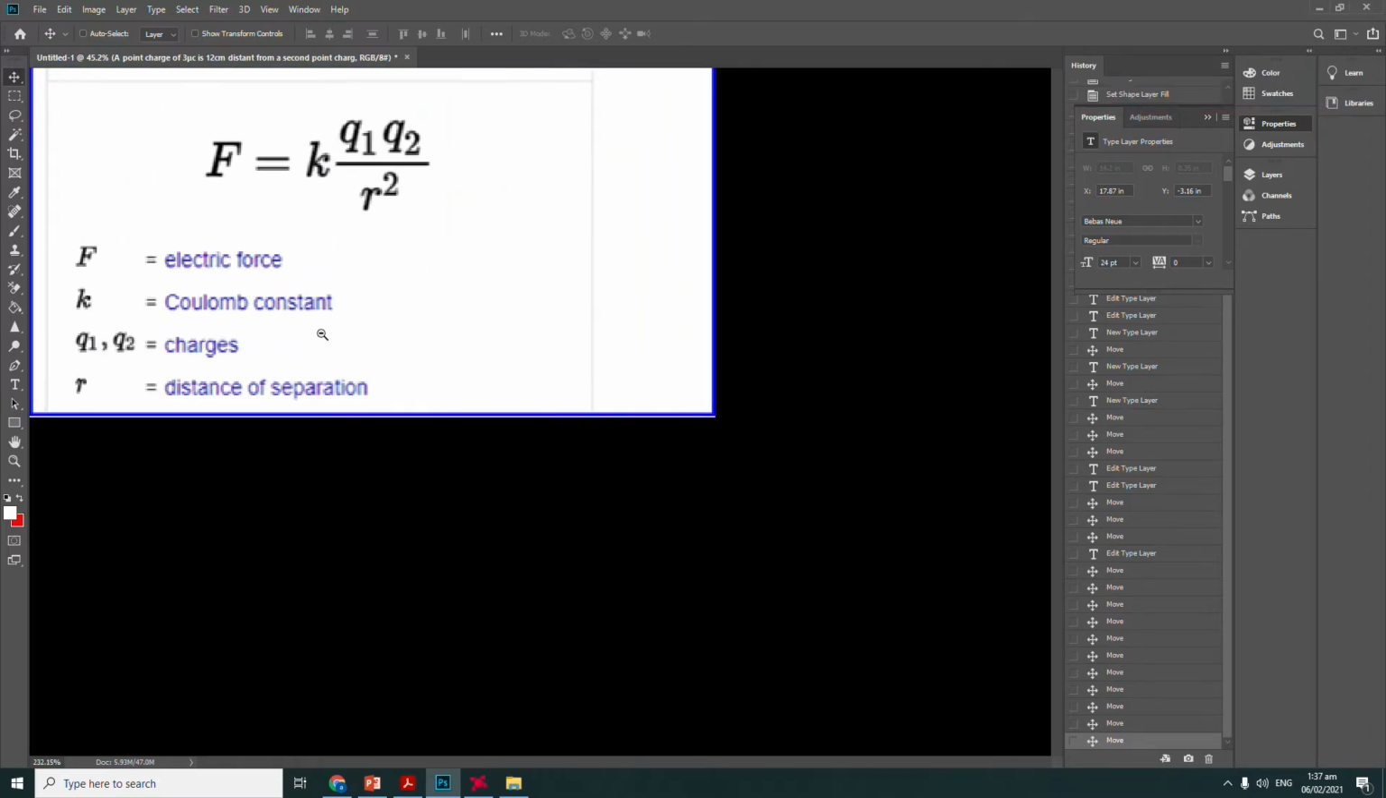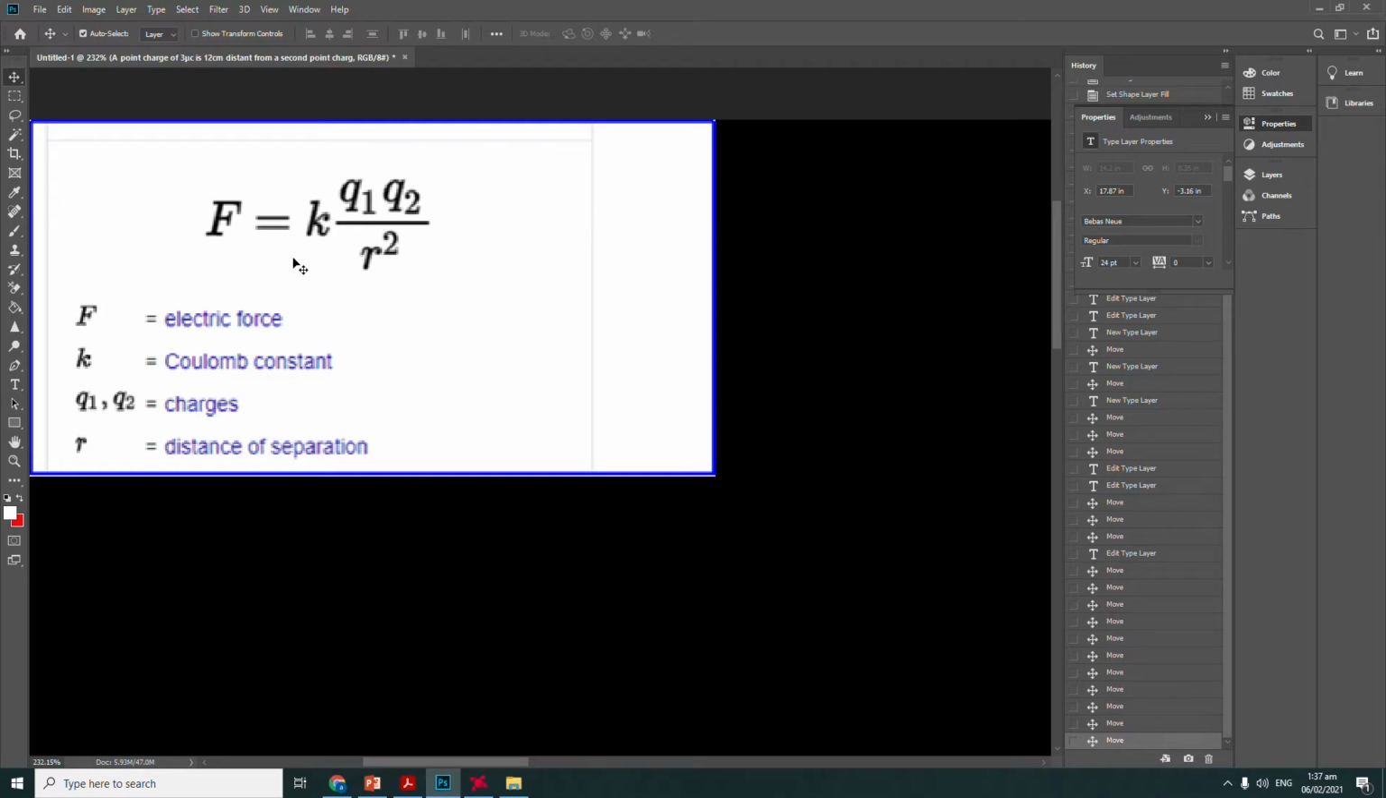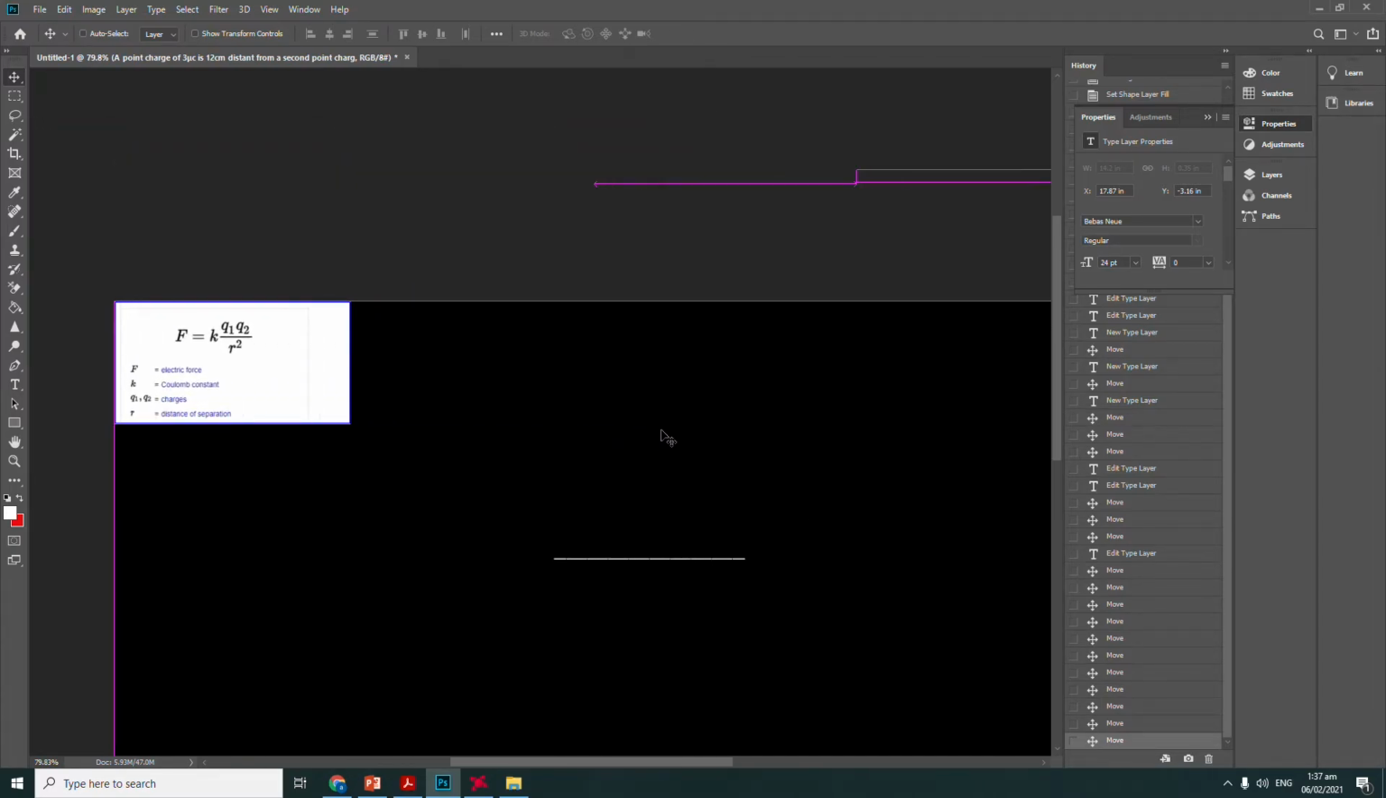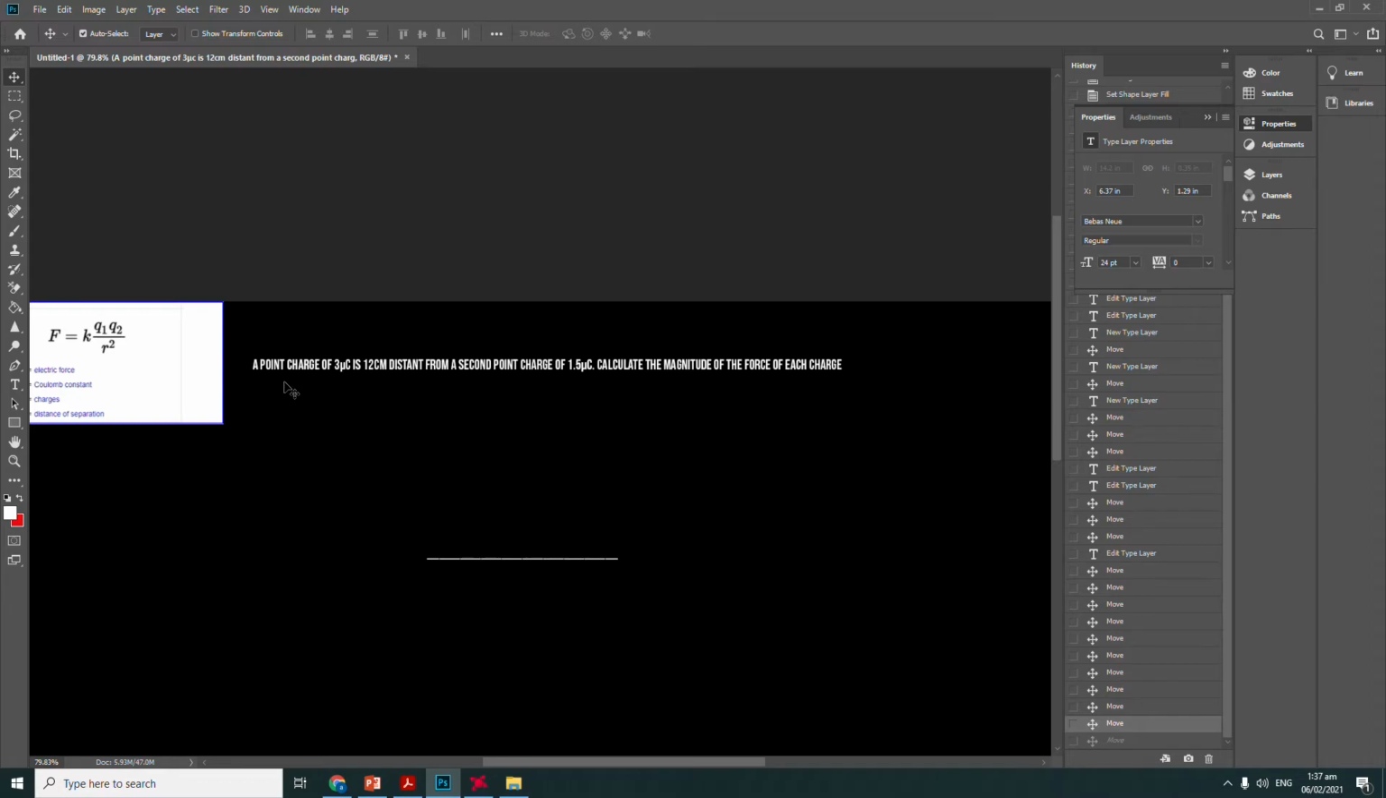So the next part is we're going to solve a problem using Coulomb's law and Coulomb's formula. As you can see on the screen, that's Coulomb's formula. We're going to solve a problem using that formula. The sample problem is a point charge of 3 microcoulombs that is 12 centimeters distant from a second point charge of 1.5 microcoulombs, and we're going to calculate the magnitude of the force on each charge.